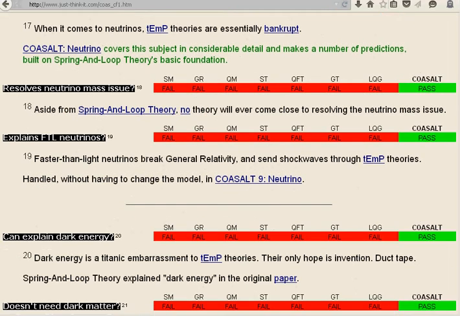Number 20. Can the theory explain dark energy? Dark energy is a titanic embarrassment to the existing mainstream physics theories. Their only hope is invention: duct tape. Spring and loop theory explained dark energy in the original paper.